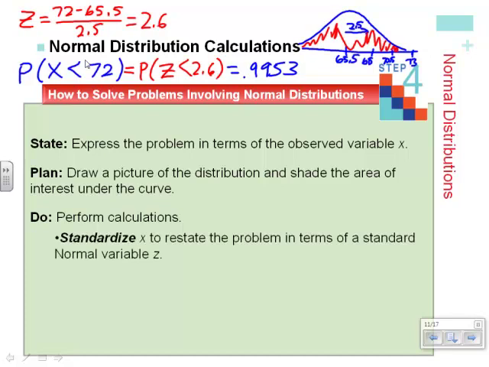Okay? How did we do those calculations? We standardized the x value. We changed it from an x value to a z value and restated the problem in terms of that z value. That's the part that we did in red.